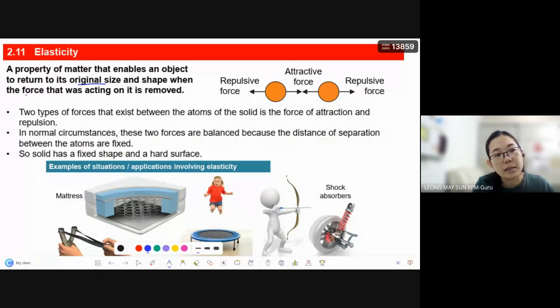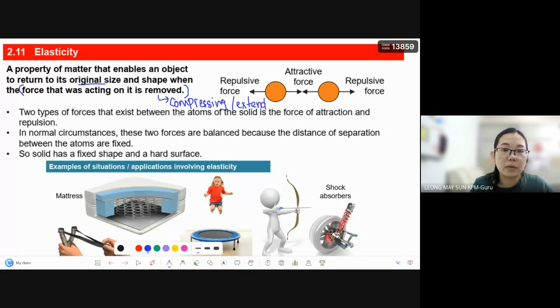So this statement, when the force acting on it has been removed, could be the force that is compressing, and also it can be the force that is extending.